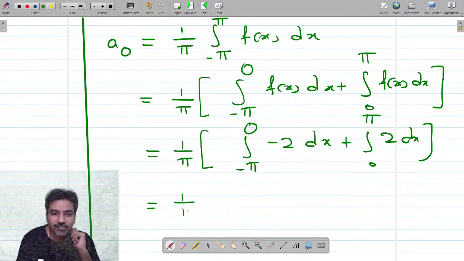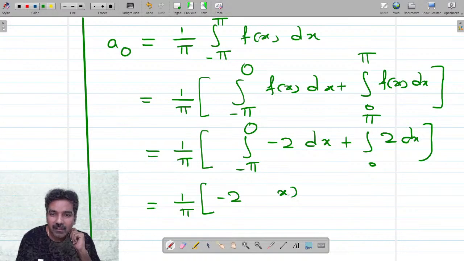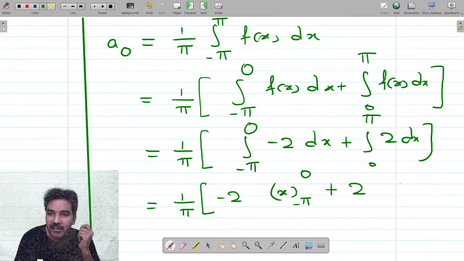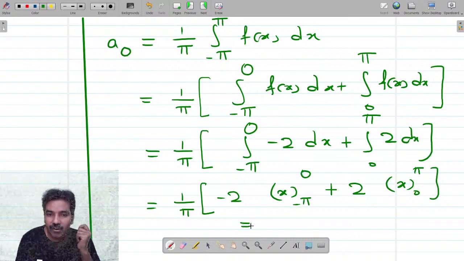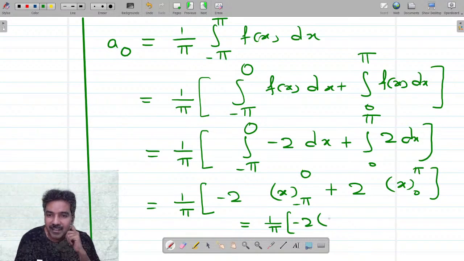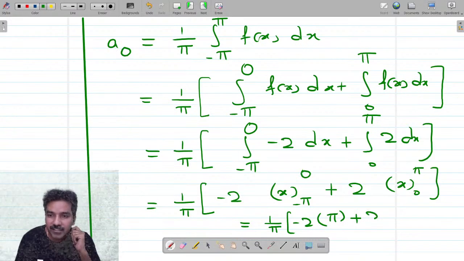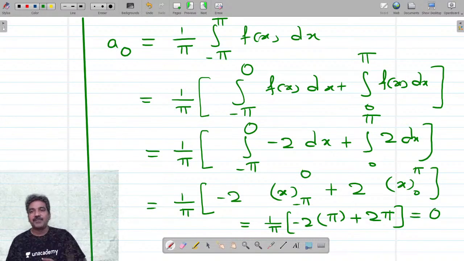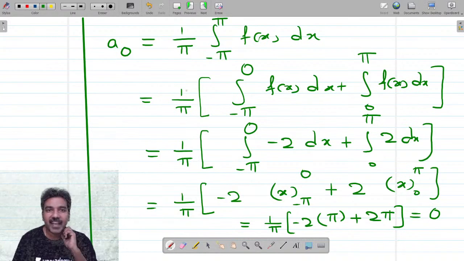So therefore this is 1 by pi into minus 2, integral of dx is x, from minus pi to 0, plus 2 into integral of dx is again x, from 0 to pi. So therefore this is 1 by pi into minus 2 times plus pi, that is minus 2 pi, plus 2 pi. Now its value is becoming 0. Now let me calculate an.